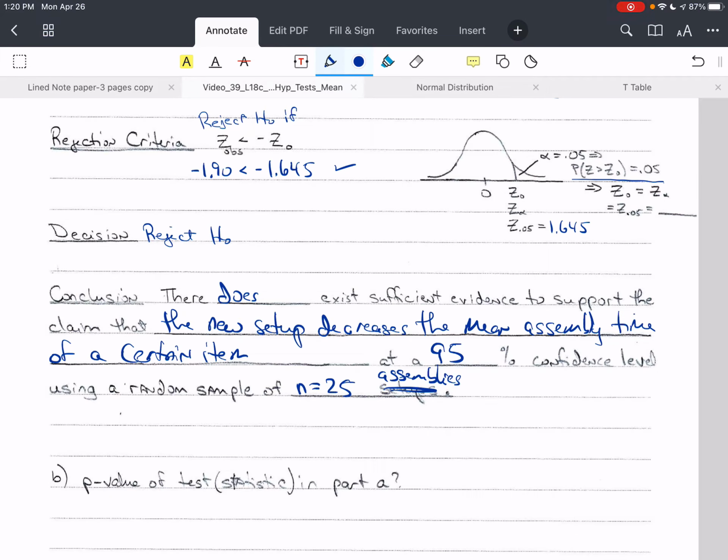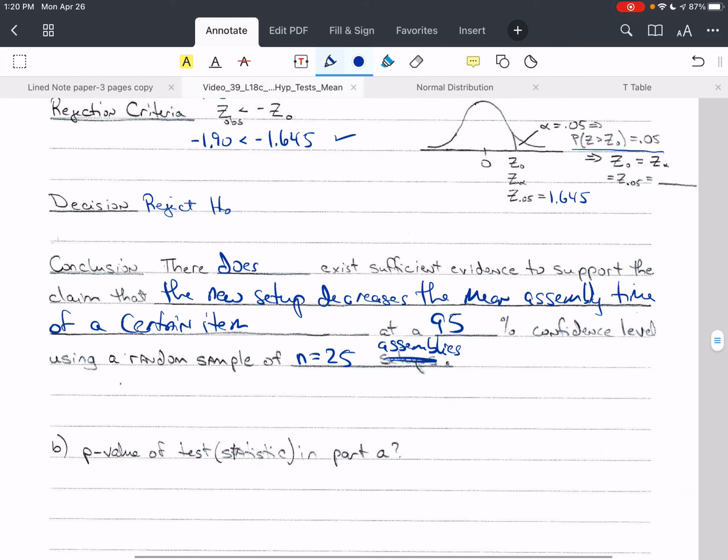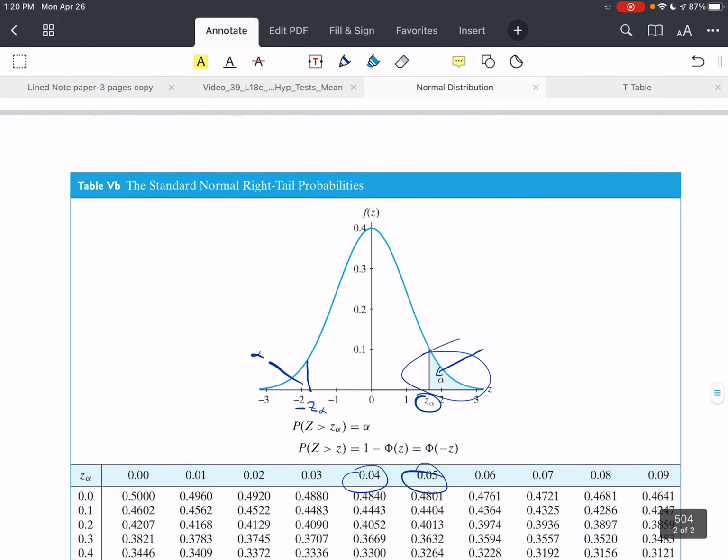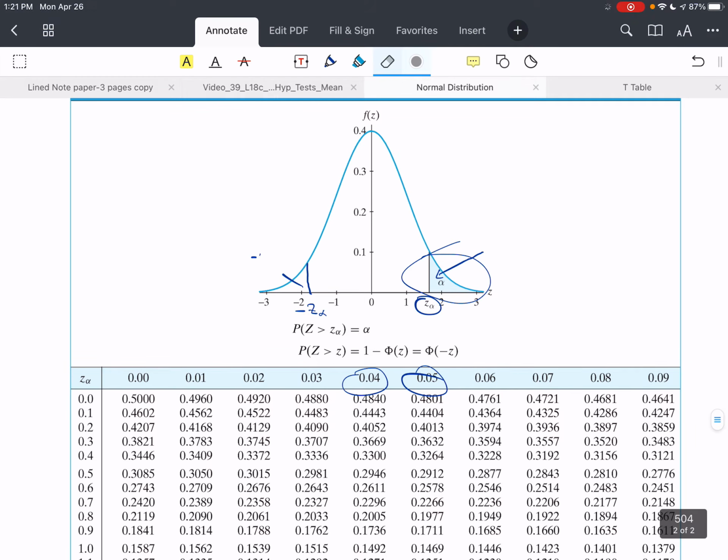We want to find the p-value. Since we're using z, this is a little bit easier. So our z observed was negative 1.90. Since it's a one-sided test or a one-tailed test, we need this, and that will be the p-value. So we go to our table and look up the less than for the negative, which is the same as the greater than of the positive.